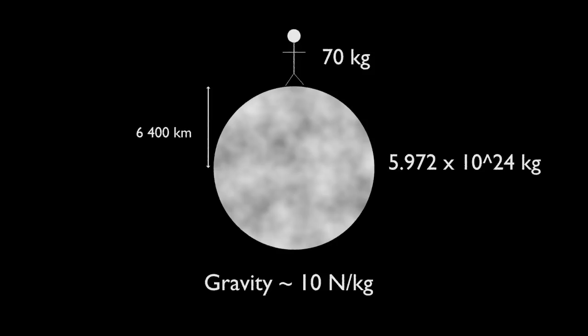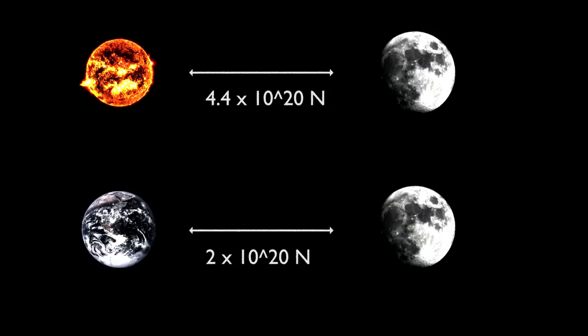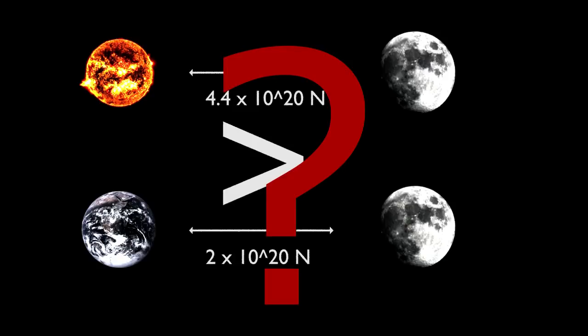Applying this equation to the sun and the moon, we get a value of about 4.4 times 10 to the 20 newtons for the force between them. Doing this again for the attraction between the Earth and the moon, we get a value of about 2 times 10 to the 20 newtons. This means that even factoring in the distances between objects, the sun still has a larger force on the moon than the Earth does. More than twice as much, in fact. So why doesn't the sun steal the moon away from Earth?